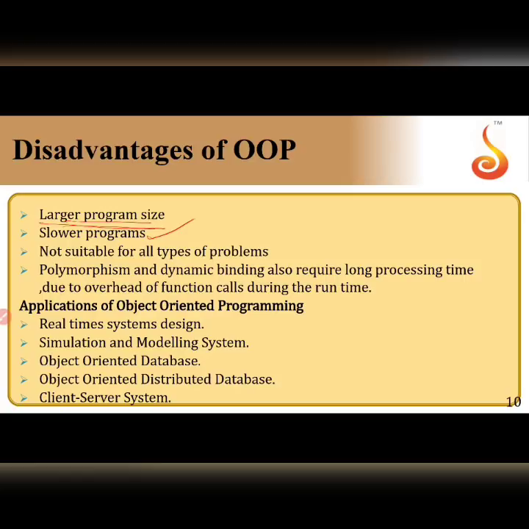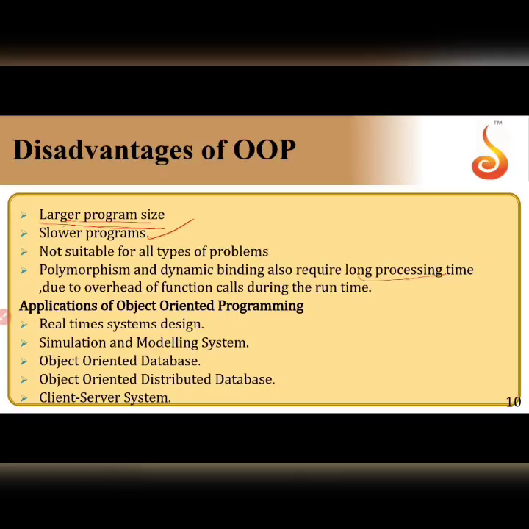Then polymorphism and dynamic binding require long processing time. Why does it require this? Because the binding happens during runtime, so the processing time is more. After the function call, you need to bind and execute. So that is why it is an overhead on the processor time.